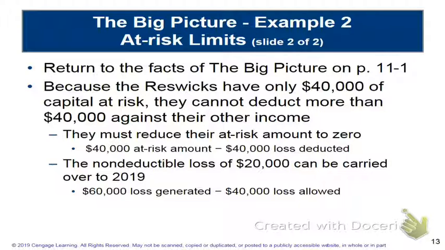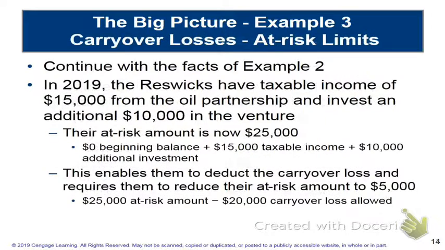Okay. So, now I'm going to carry it forward. They're going to make more money. So follow along. We're going to assume different facts. In 2019, we have a taxable income of $15,000. And we decided to invest $10,000 more into the partnership. Their new at-risk amount is $25,000. We have our taxable income plus our $10,000, so we now have $25,000.